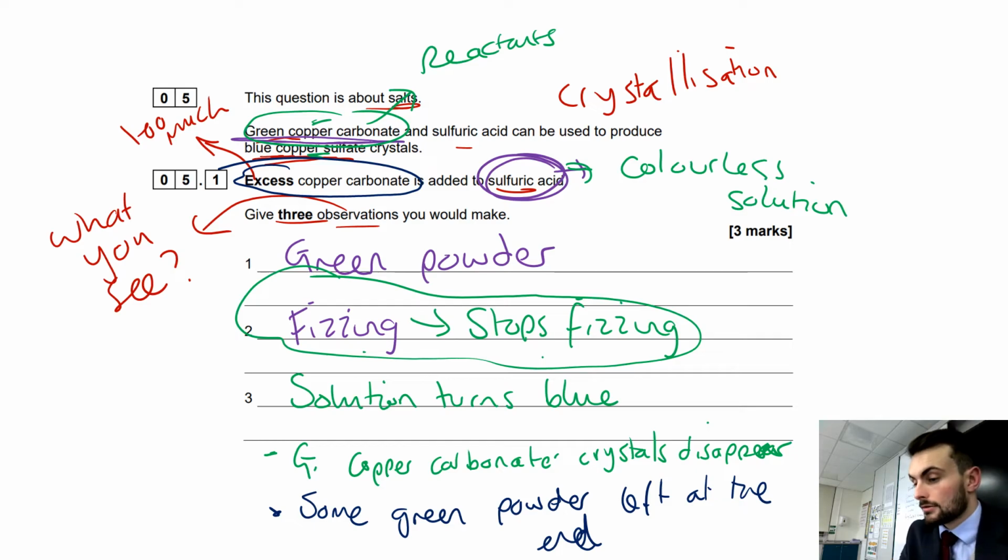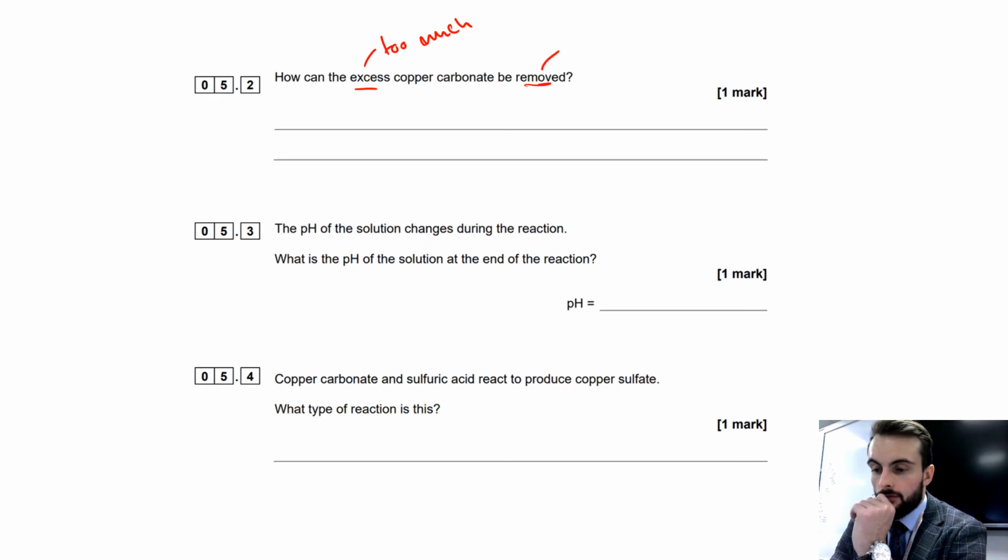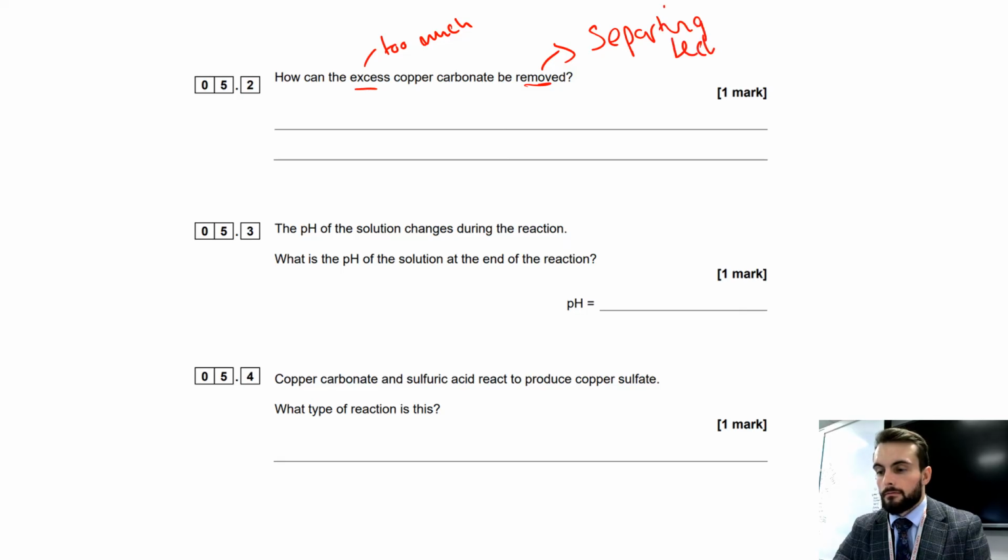And you only need 3 of any of those things that I've just said. You don't need all of that. But that's where the possible marks come from, any of those. So for this next question, there's 3 on this bit. It says, how can the excess copper carbonate be removed? You're thinking straight away, you've got excess copper carbonate, which means too much, means it's unreacted, and it says removed. You're thinking separating techniques, all of the separating techniques that we've talked about, right?